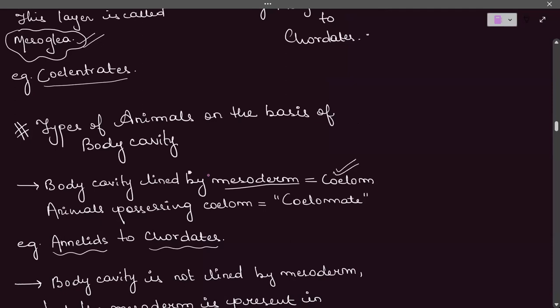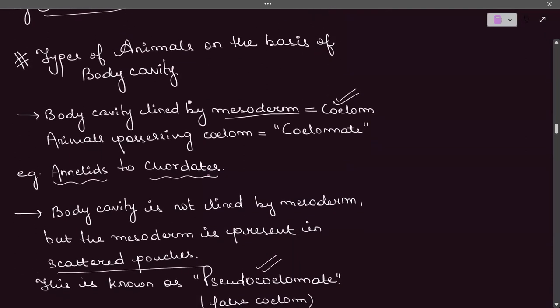Now, the different types of animals on the basis of body cavity. What is body cavity? Body cavity is the place wherein the whole entire organs and everything are present. And the body cavity is lined by mesoderm, and we call that the coelom. The animals that have this body cavity lined by coelom are known as coelomates. From annelida to chordata, all of them are coelomates.